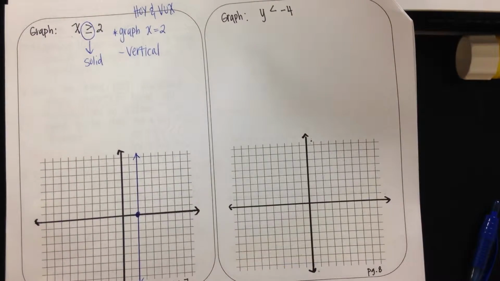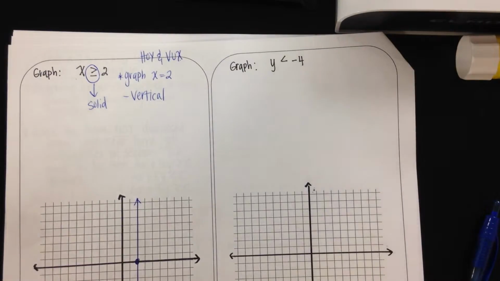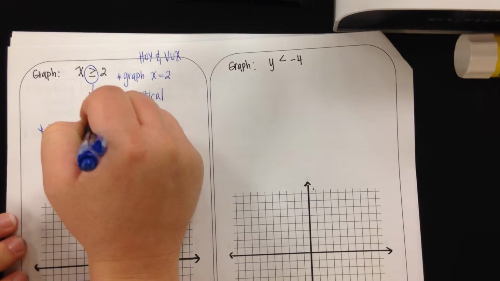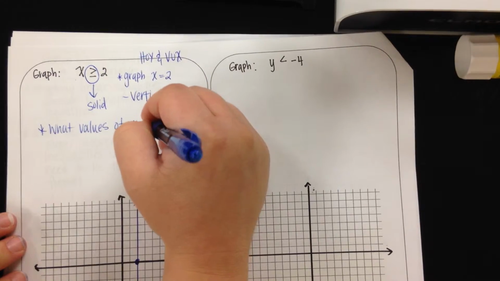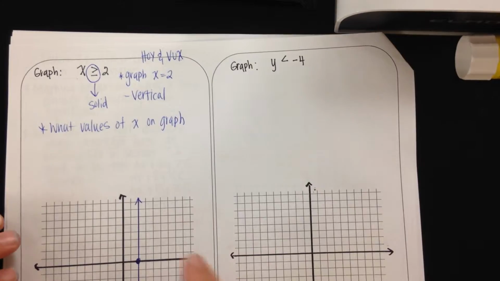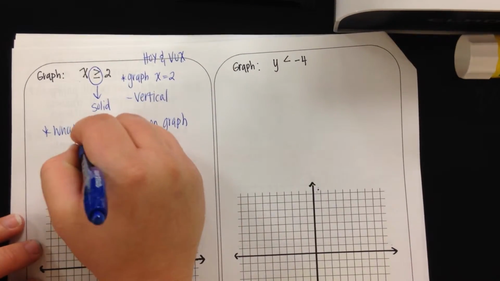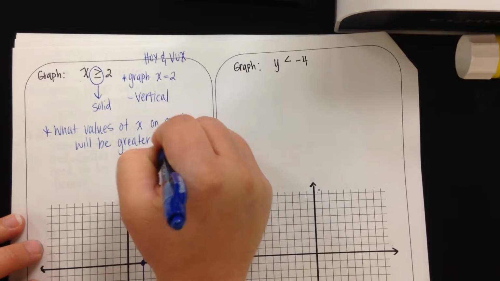Okay, now are we done with this yet? Are we done with this inequality? No, because we still need to shade which side. Now, with these, there's not really a test point that you can do, but what you can ask yourself is what values of x on the graph, and I'm just writing this out because this is notes and this is what you need to think of in your head. You don't have to do this in your homework. But what values of x on the graph will be greater than 2?